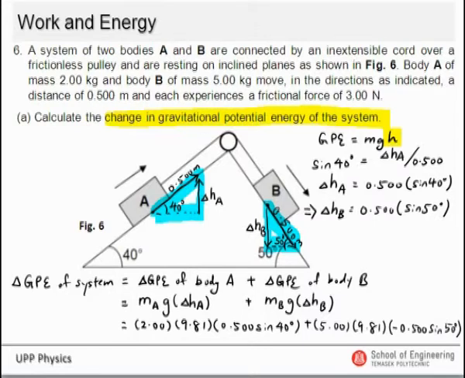Body A experiences a gain in height, so there is an increase in GPE for body A, whereas body B experiences a decrease in GPE. Hence, body B has a negative value for the change in GPE, while body A has a positive value for the change in GPE. Adding all this together, we'll have the total as negative 12.481 joules. And rounding off to 3 significant figures, we write it as 12.5 joules. So let's write as 3 SF.